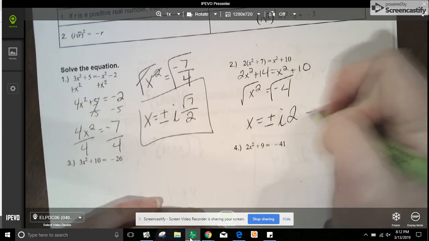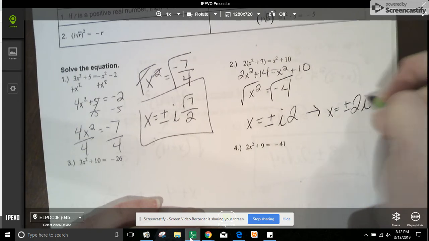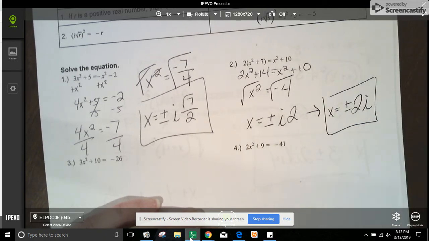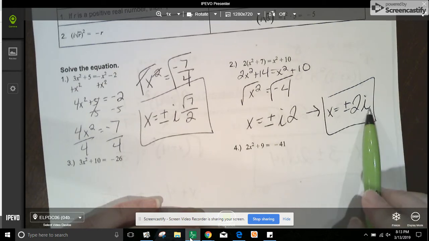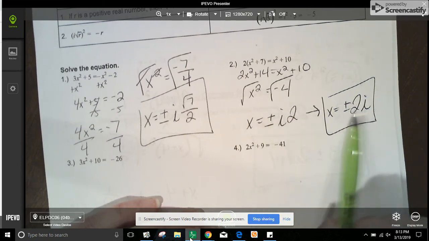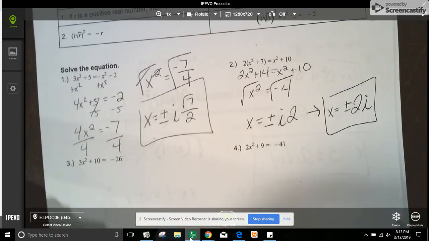Now usually in books, we write the i behind the number. So if you see in answer keys that the i isn't behind the number, that's the same thing. But sometimes it's easier just to tell you to pull it out first. So just remember that 2i is usually what the answers are. But if you write i2, that's fine for now.